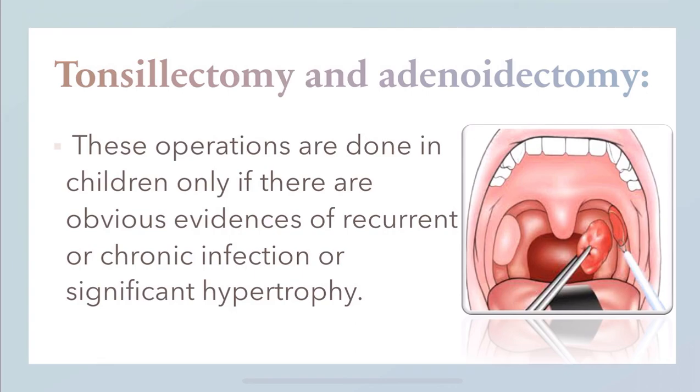These operations are done in children only if there are obvious evidences of recurrent or chronic infections or there is significant hypertrophy. Adenoidectomy, removal of adenoids, and tonsillectomy, removal of tonsils, only when there are recurrent or chronic infections.